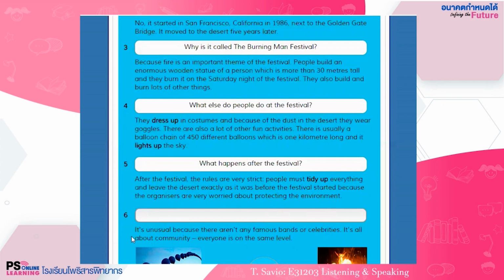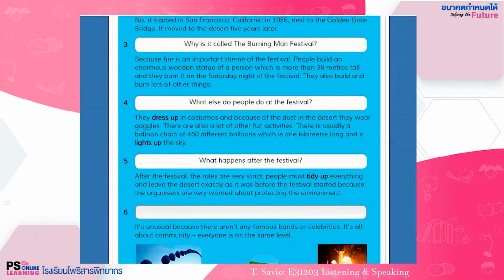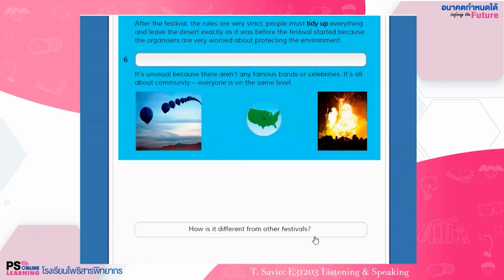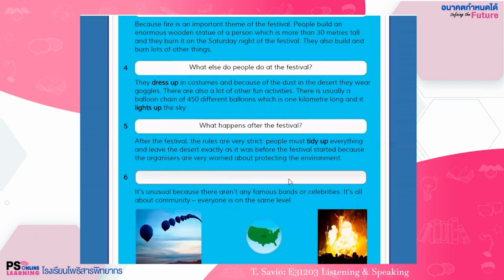Number 6, it's unusual because there aren't any famous bands or celebrities. How is it different from other festivals? It's unusual because there aren't any famous bands or celebrities. It's all about community. Everyone is on the same level.